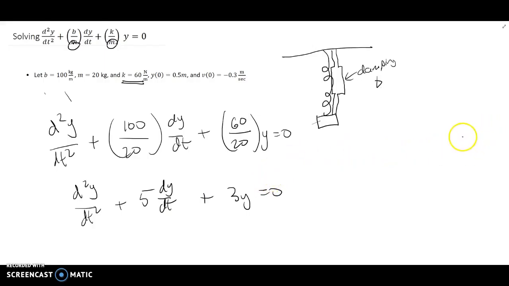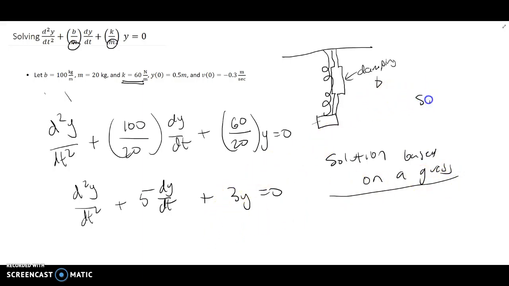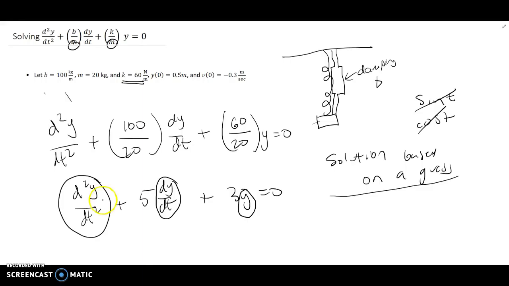Okay, well now we would proceed to actually solve this. And remember, our solution is based on a guess. And we determined that the best guess in this situation would not be sine or cosine. The reason is that if you look at sine as the original function, the derivative of sine is cosine, and the derivative of cosine involves sine. So adding up sine and cosine together, you're not going to be able to get zero, because even if there is a phase shift, the derivative will still have that phase shift in it.